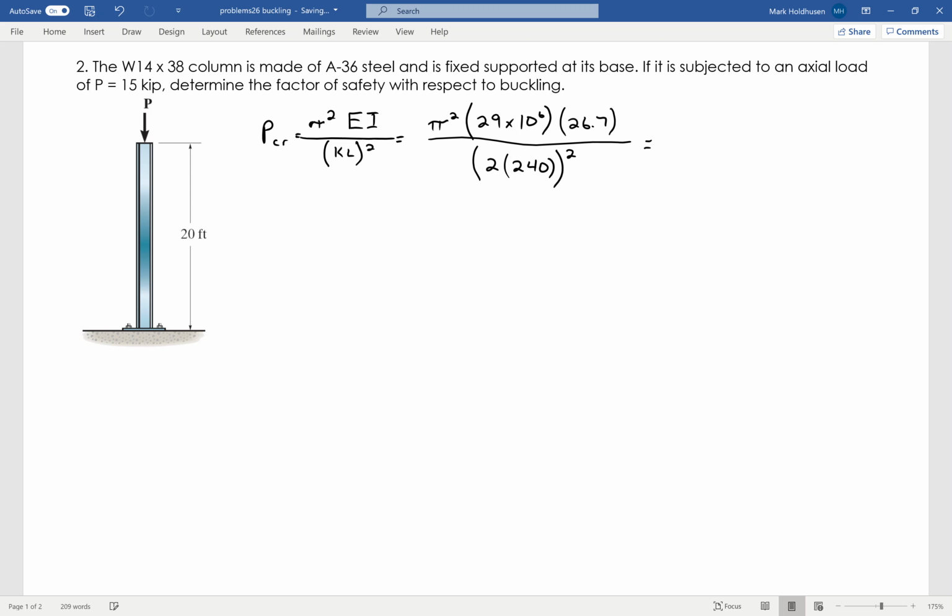From that, I get a critical load, 33.17 kips. Okay. Now, to find the factor of safety, I just very simply divide the two, which is going to be 33.17. I'm only putting 15 on this sucker, so this guy has a factor of safety of 2.21. Okay, so again, just use what we know using our critical load equation to calculate the critical load, and then just divide it by what I'm actually putting on it to find the factor of safety.